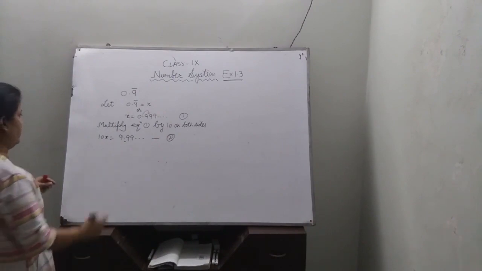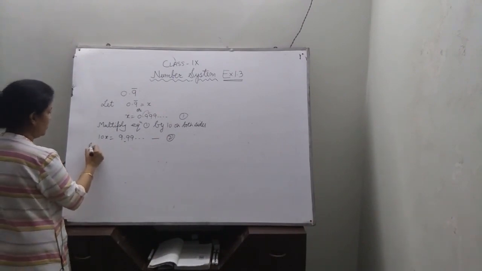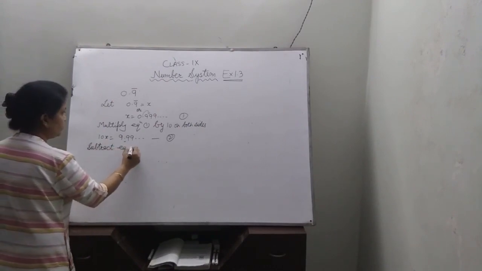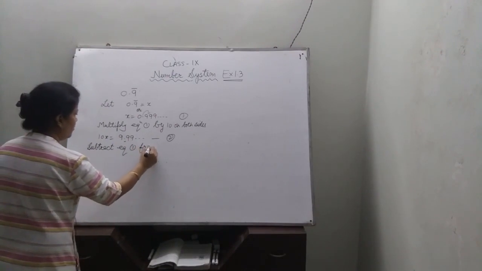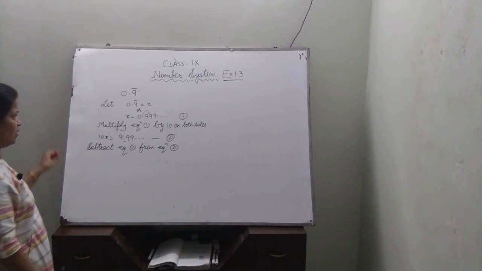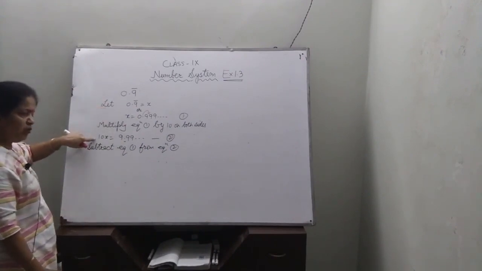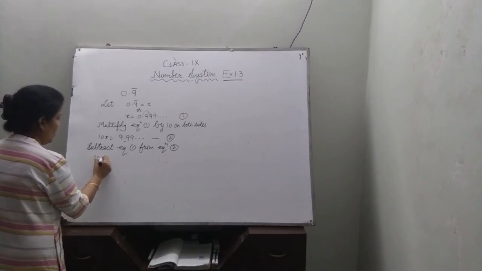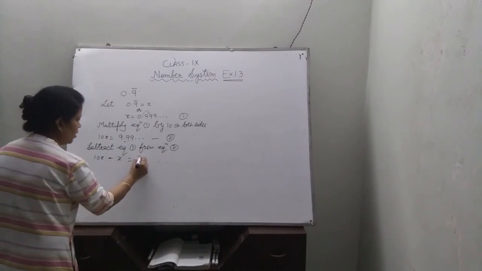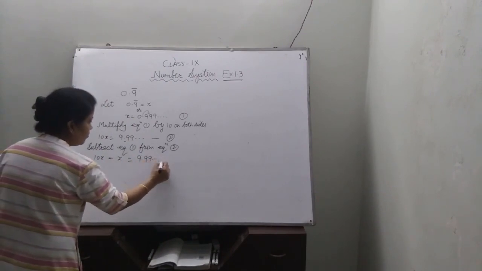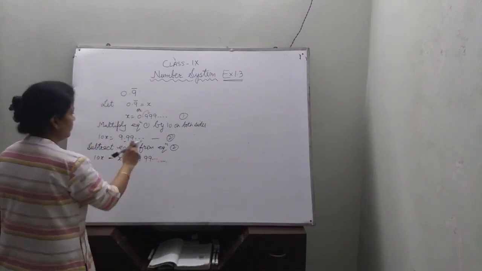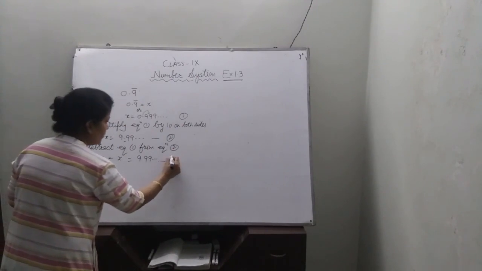Now next step, subtract equation 1 from equation 2. Let's see the result. Equation 1 को equation 2 में से माइनस करना है. So 10x minus this equal 9.99 minus, we will put the minus, this minus this.